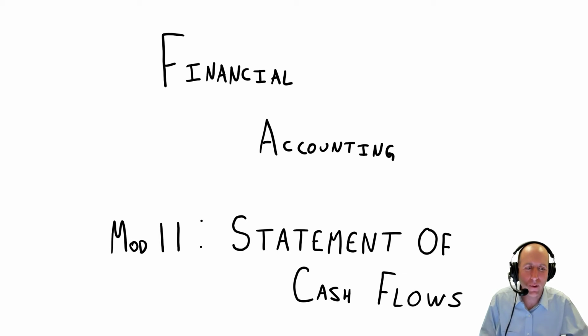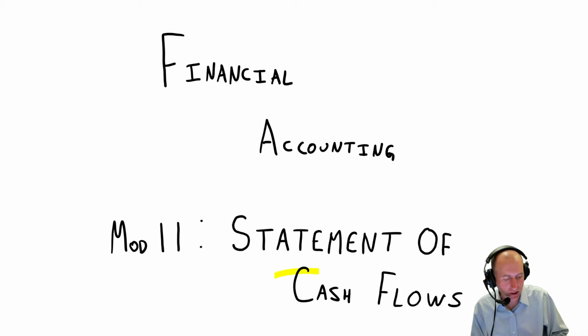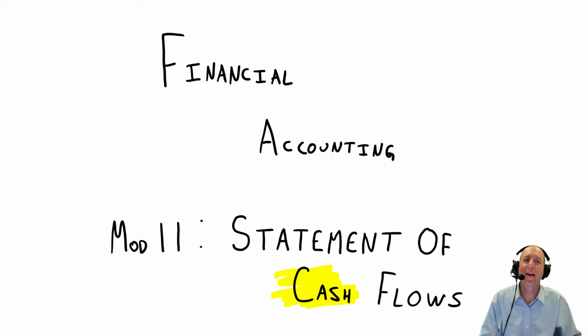Now, you may be wondering, we have all sorts of assets, all sorts of liabilities, all sorts of equity accounts. Why is cash so special? It's just a balance sheet account. Why is cash so special that it gets its own financial statement devoted just to it? This is just all about cash. And there's really a couple of reasons.